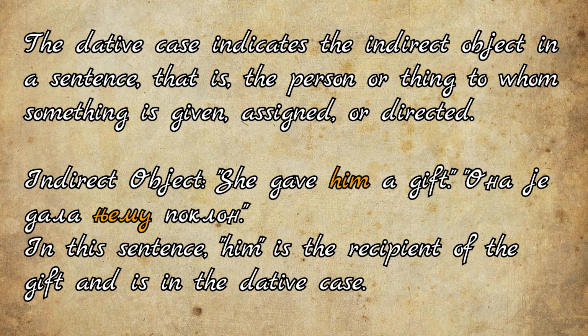The dative case indicates the indirect object in a sentence, that is, the person or thing to whom something is given, assigned, or directed. Indirect object, she gave him a gift. Ona je dala njemu poklon. In this sentence, him is the recipient of the gift and is in the dative case.